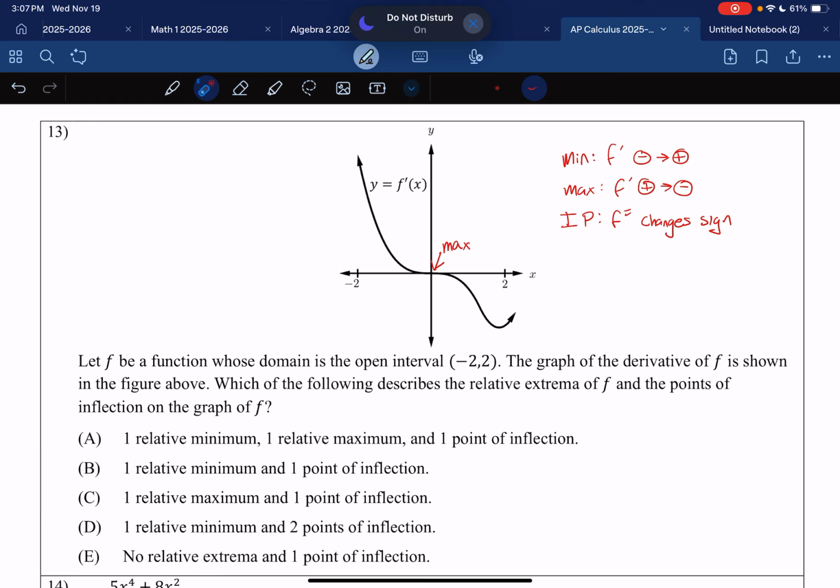Next, I'm going to do the analysis of my inflection point. My inflection point is where f double prime changes sign. So what is f double prime on a graph of f prime? That is a slope. So where does the slope change sign? Well, the slope is negative, slope is negative, slope is negative, slope is 0. But slope is still negative. It didn't change signs yet. Slope is negative, slope is negative, slope is positive. We change the slope right here. At this one spot, we have an inflection point. So which of these options says one maximum, one inflection point? The correct answer here is C.